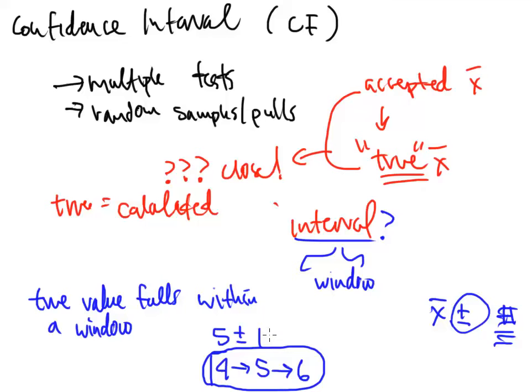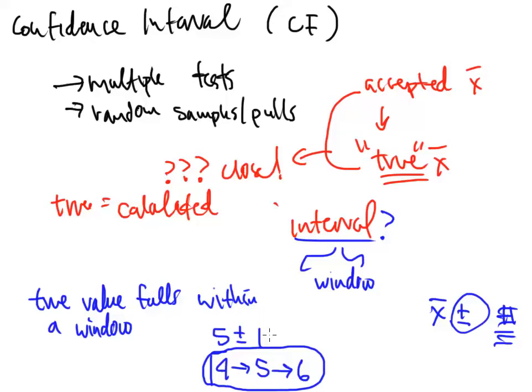My true value could be 4 exactly. My true value could be 4.5. My true value could be 5.67. My true value could be 5.99. My true value could be 6.00. I don't know. But this is confidence interval. How confident are you that the true average falls within this window or this range of numbers?